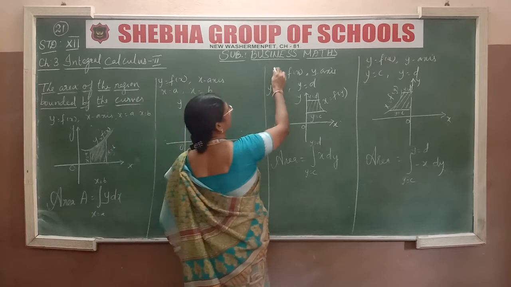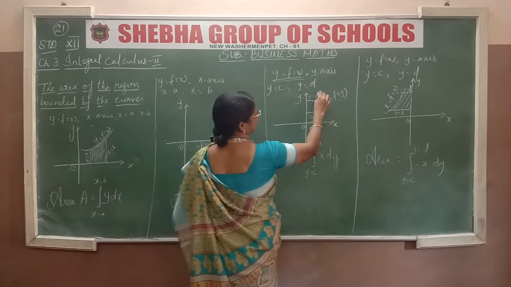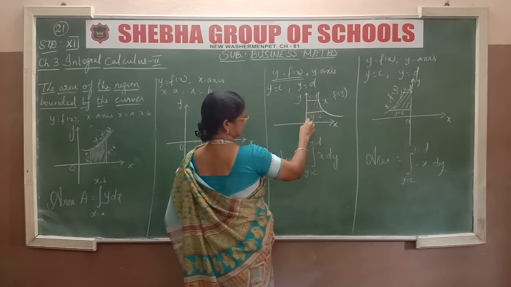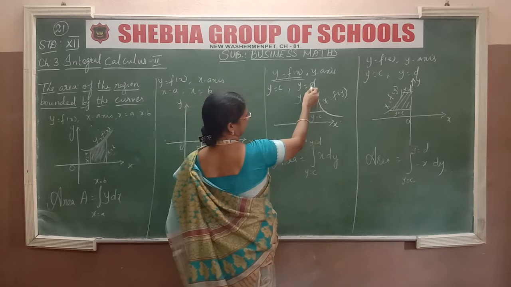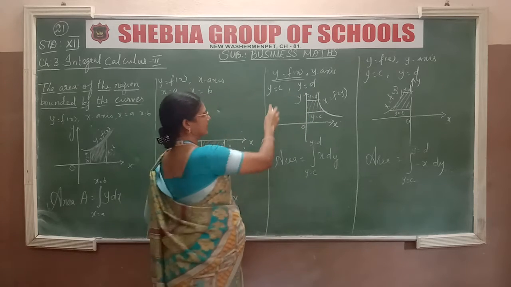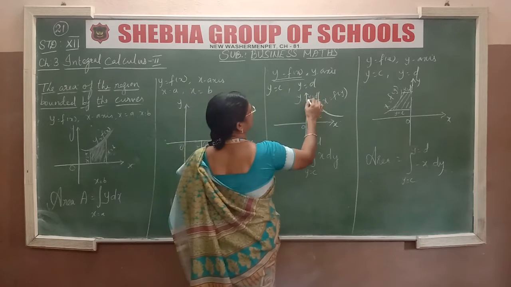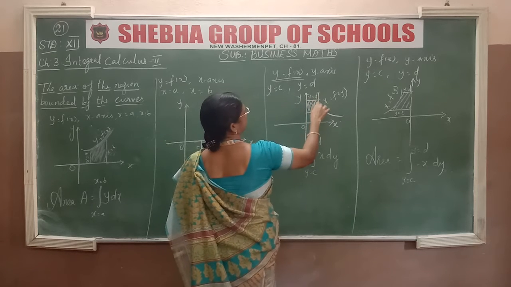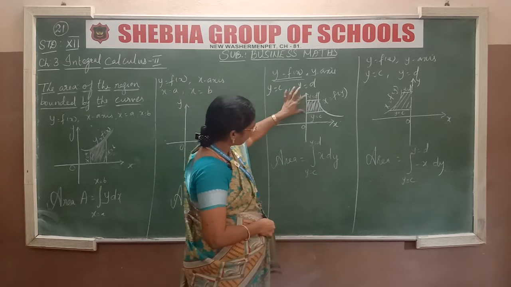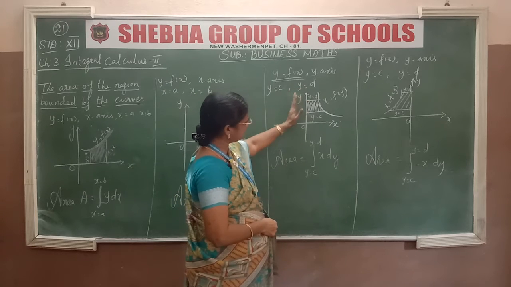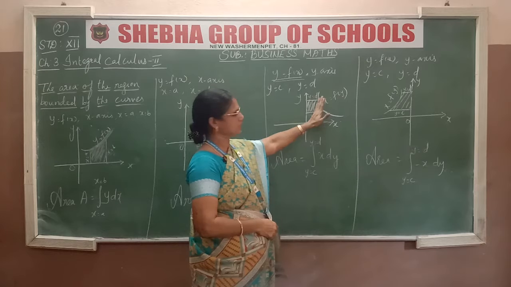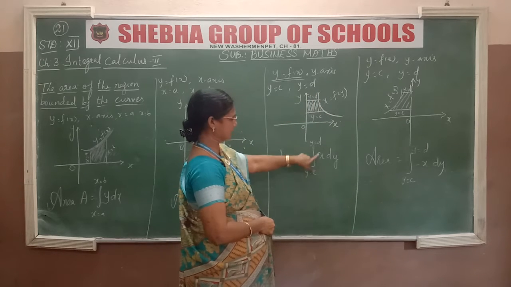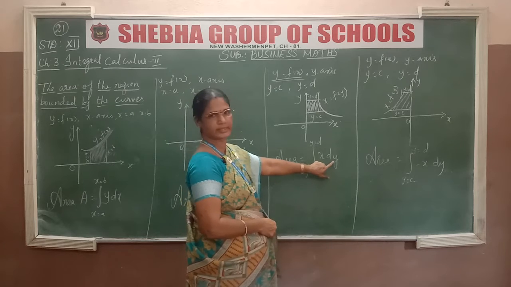Similarly, y equal to f of x, this is the curve, and this is our y-axis, y is equal to c and y is equal to d. These are the limits. So the shaded region is this, and this shaded region lies on the right side of the y-axis. In this case the area is integral y equal to c to y equal to d, x into dy.